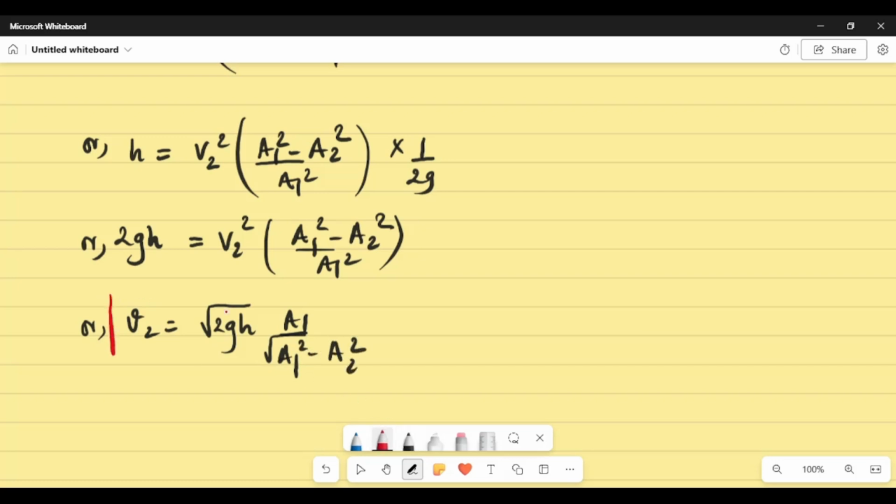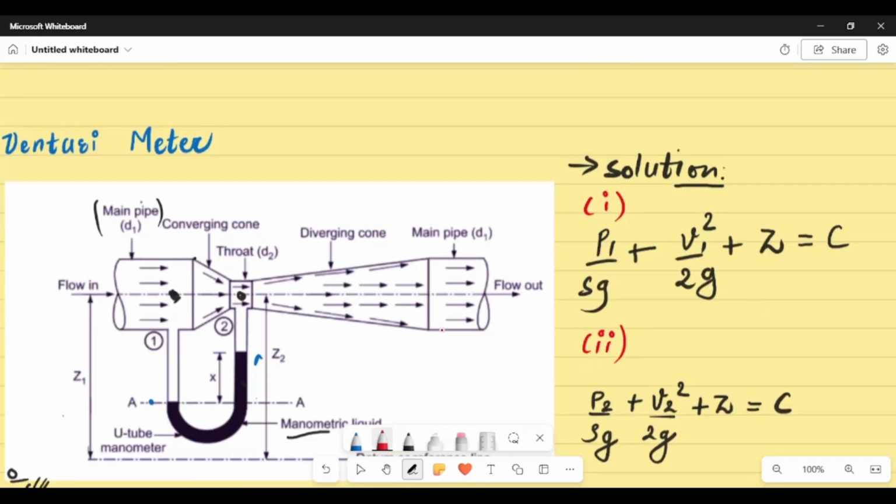So this is what we get by writing all of these expressions. So this is the final result. From this way we can calculate V2. All right. So this is the derivation that we do in this Venturi meter.